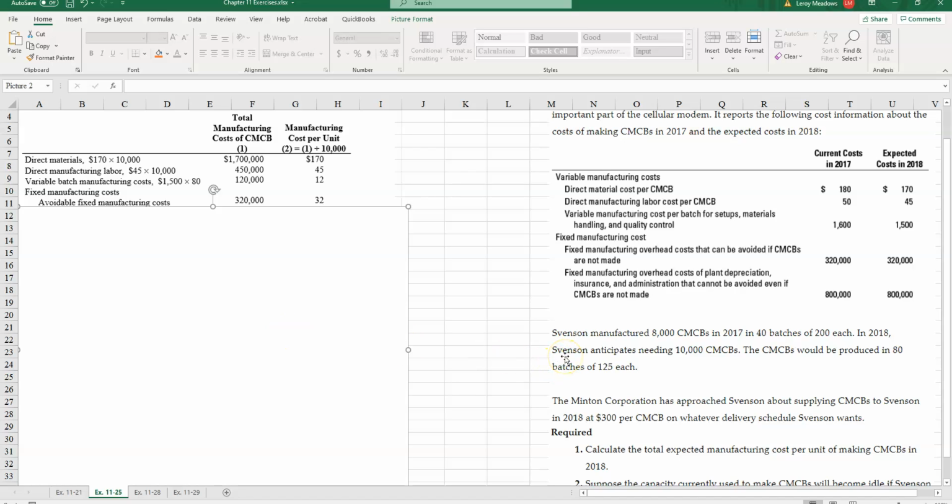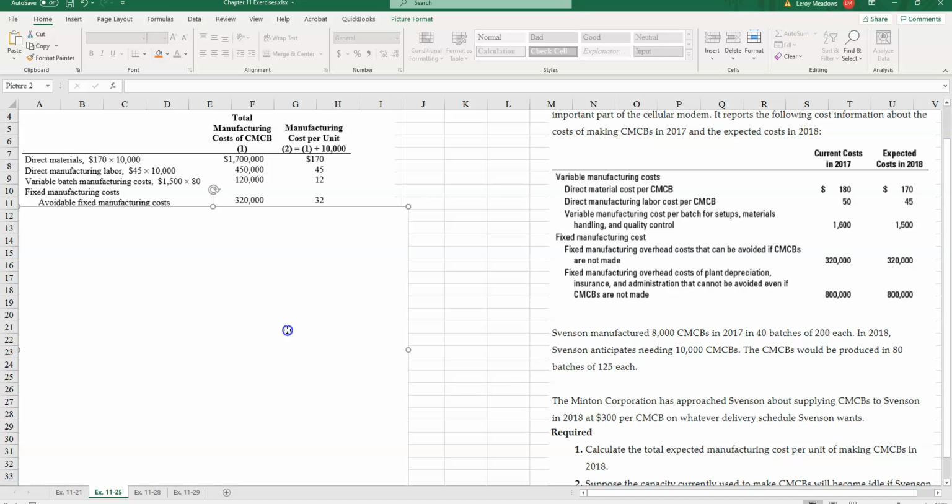Now let's take a look at the fixed costs that are not going to be avoided, or they're going to be incurred no matter what. Fixed manufacturing overhead costs of plant depreciation, insurance, administration that cannot be avoided even if CMCBs are not made. So whether we make the CMCBs or not, we're going to incur the $800,000 of cost. Now we need to include that for total manufacturing costs so we get a sense of those per unit, but we're not going to include that in our decision-making process, because it will not differ among alternatives.